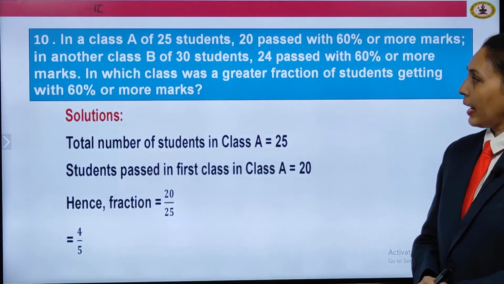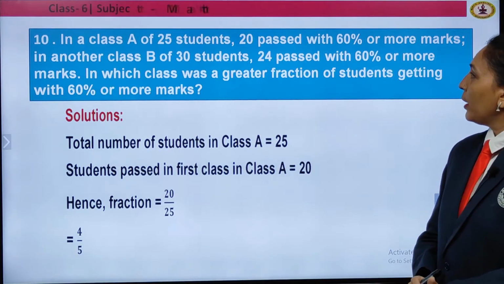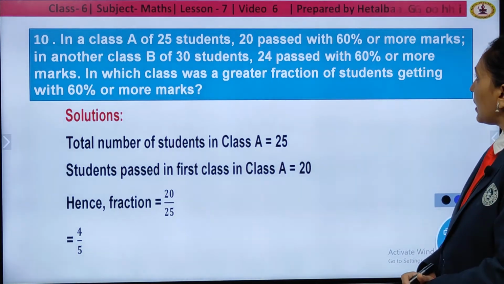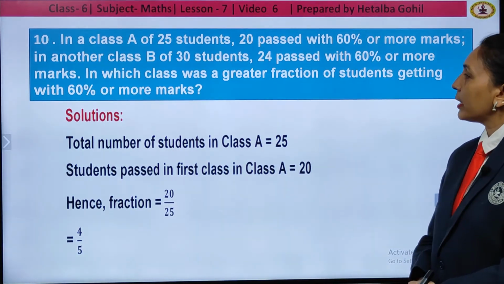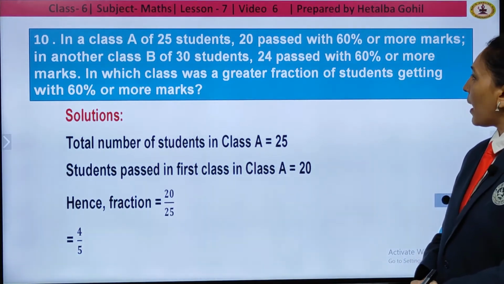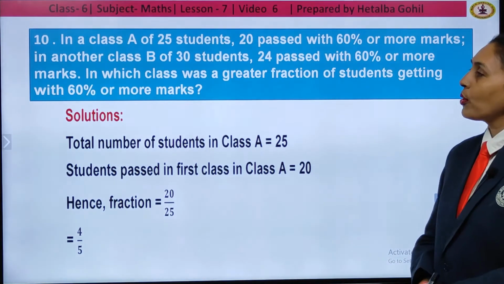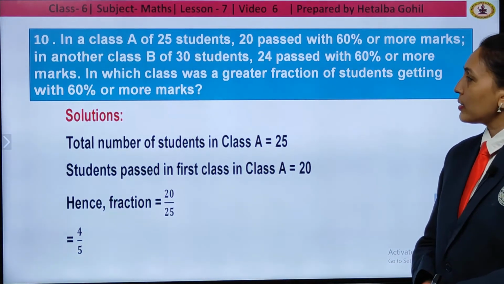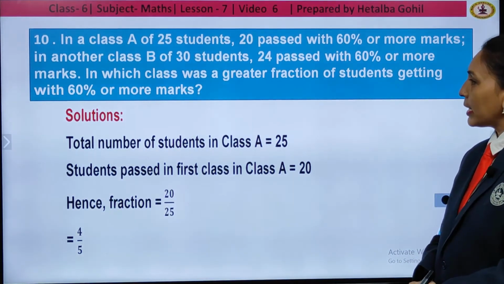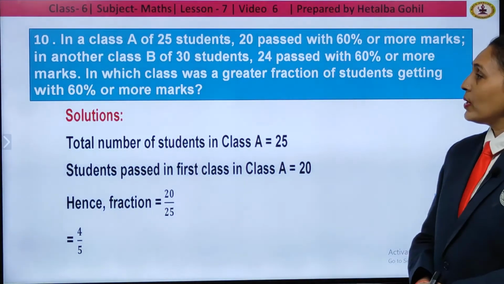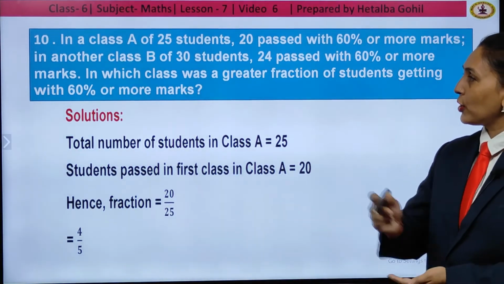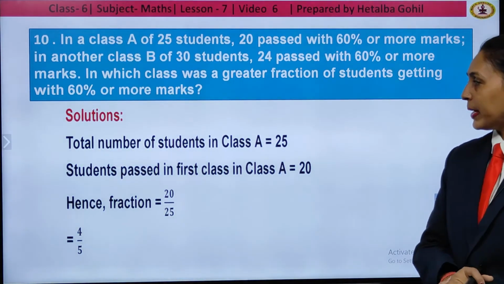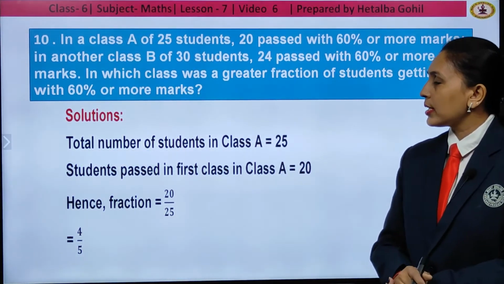In a class A of 25 students, 20 passed with 60% or more marks. In another class B of 30 students, 24 passed with 60% or more marks. In which class was the greater fraction of students getting 60% or more marks? So there is a comparison of class A and class B. So let us find the solution, children, here.